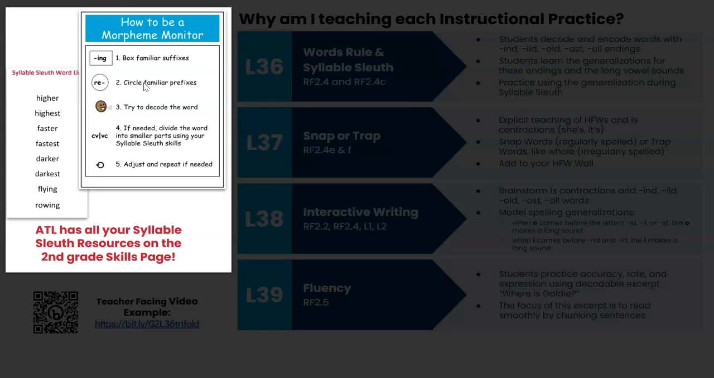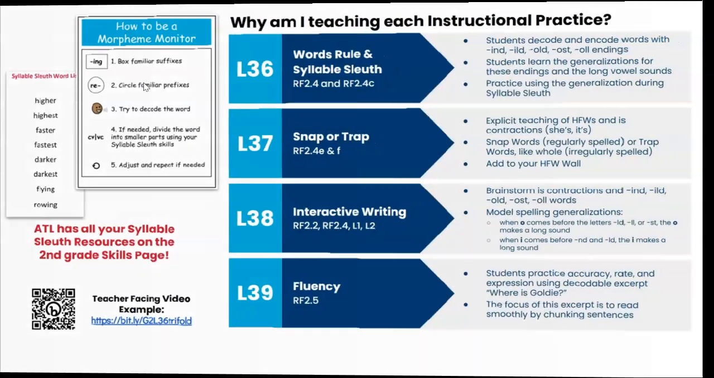You can use this list to model and practice, along with the CMS Morpheme Monitor anchor chart. The goal here is to help students quickly recognize and decode affixes with automaticity so that they become less and less dependent on the process of dividing syllables.